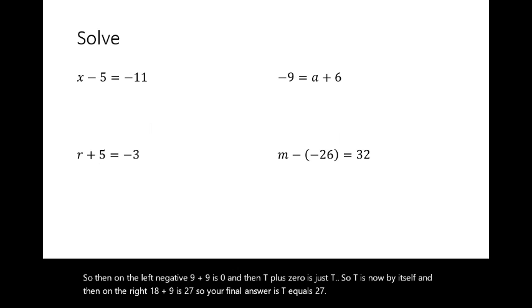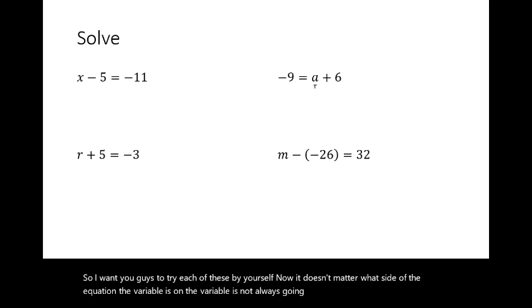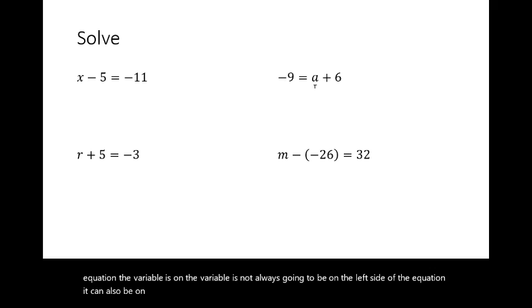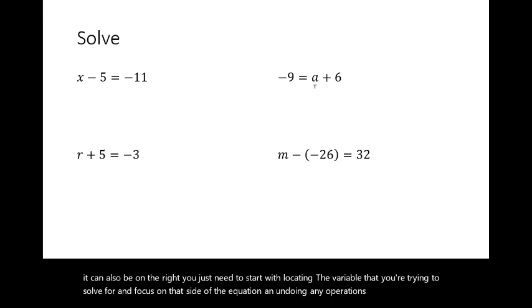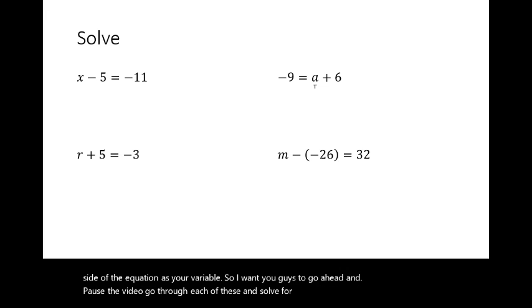So I want you guys to try each of these by yourself. Now, it doesn't matter what side of the equation the variable is on. The variable is not always going to be on the left side of the equation. It can also be on the right. You just need to start with locating the variable that you're trying to solve for and focus on that side of the equation and undoing any operations that are on the same side of the equation as your variable. So I want you guys to go ahead and pause the video, go through each of these and solve for the variable, and then resume when you are done working.